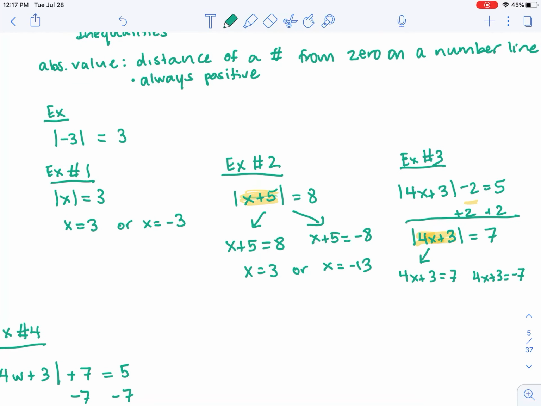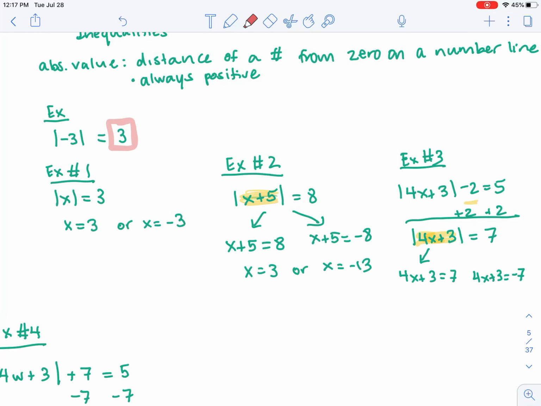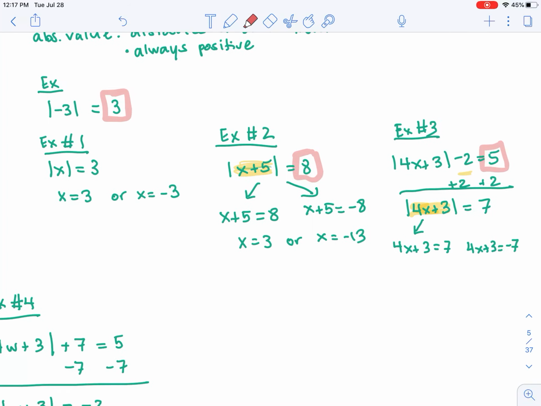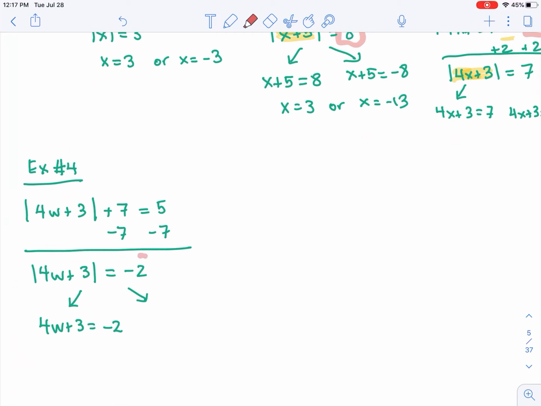And that distance, and if you can watch my highlighting, the distance on the right always was a number that was positive. And that makes sense. For that first example, it's 3 units away. For the second example, it's 8 units away. For the third example, it's 5 units away. Well, in this problem, we're saying it's -2 units away.